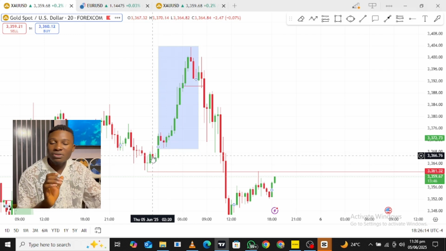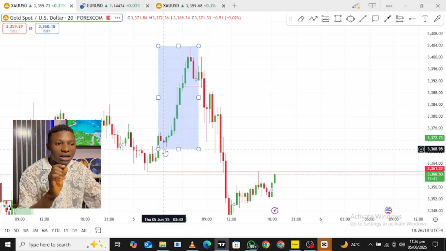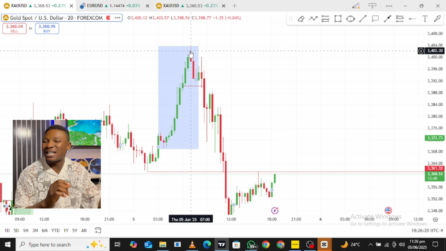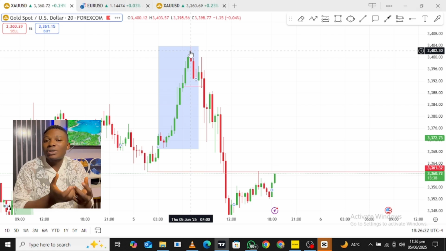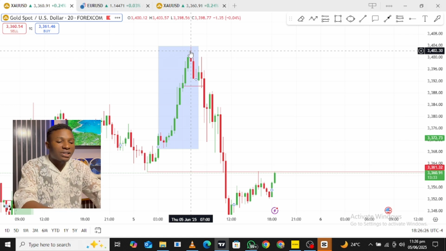The reason why I have to reduce my range is that this is a new bus stop, just like a new bus stop. And then from this particular low to this particular high, we are looking for an opposite candle in between that you can judge the market with. So this is the 30 minutes time frame. Let's try the 15 minutes time frame.